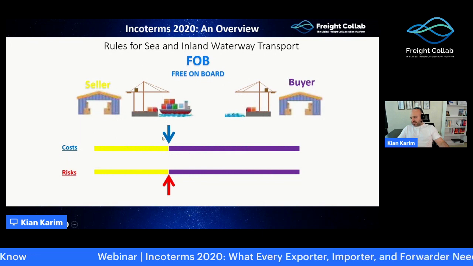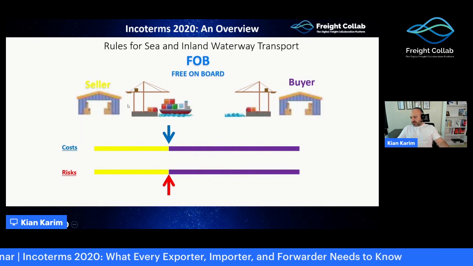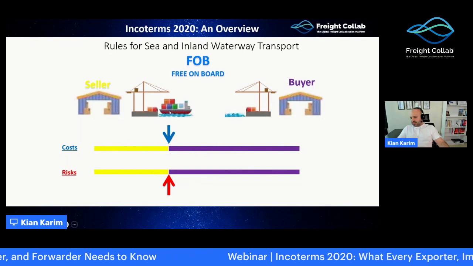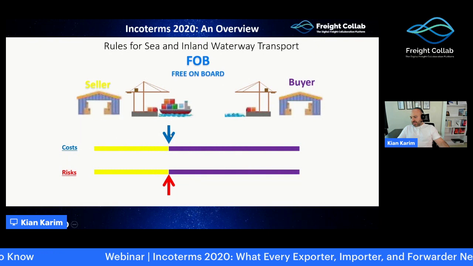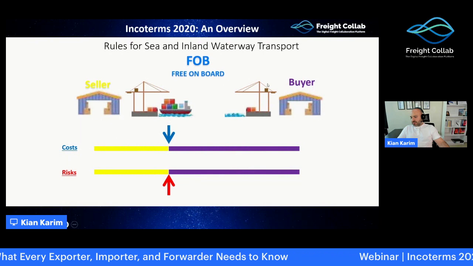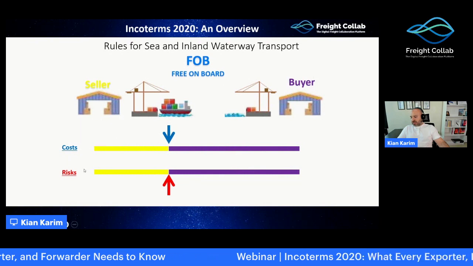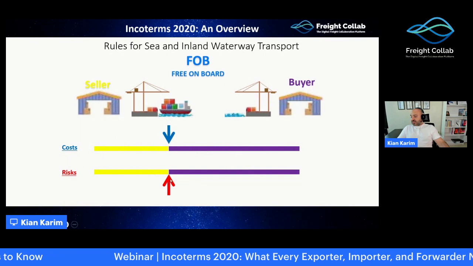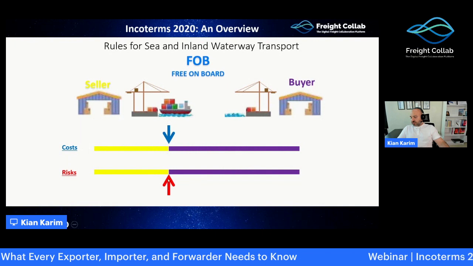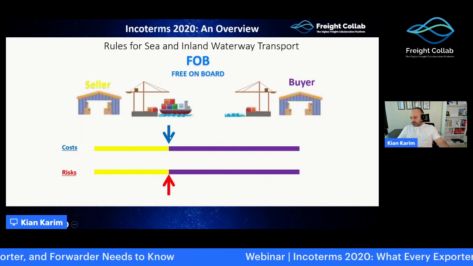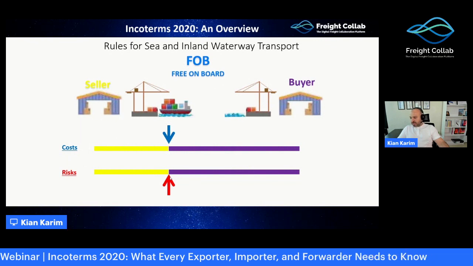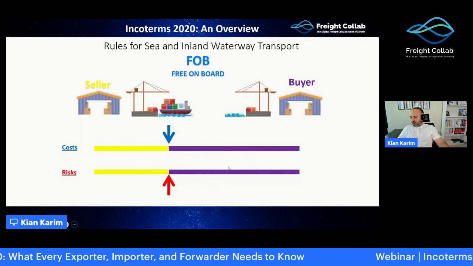It means this slide shows that the seller should pay all costs till loading the cargo on board the vessel in FOB term. And from the loading onto the vessel, all other costs should be paid by the buyer. Considering the risks, the seller will be responsible for any damage to the goods till the cargo is loaded on board the vessel. And from that moment, when the cargo is loaded on board the vessel, the risk will be transferred to the buyer.